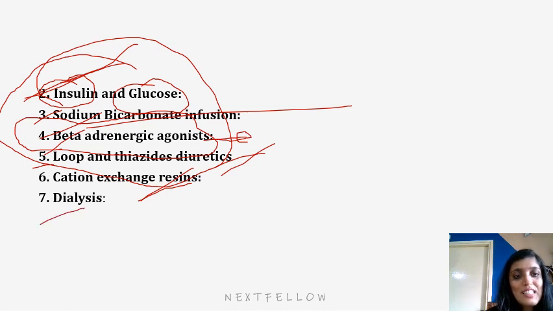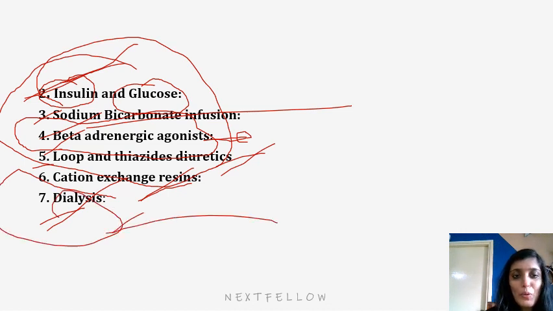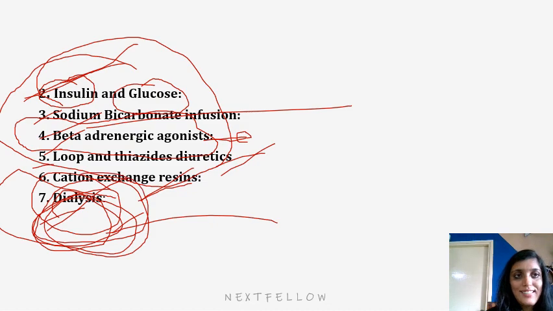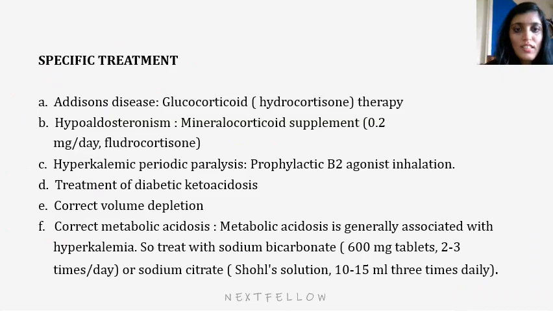Dialysis is the definitive treatment for hyperkalemia. You can do dialysis in two forms. One is hemodialysis and the second one is peritoneal dialysis. So resistant hyperkalemia is one of the indications for emergency dialysis. So this is also very important.